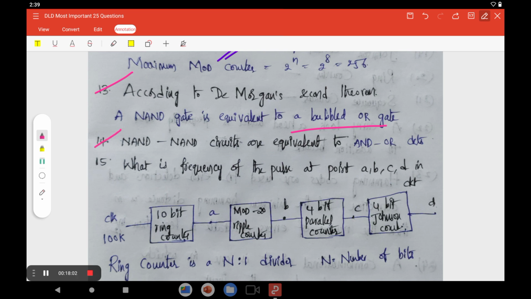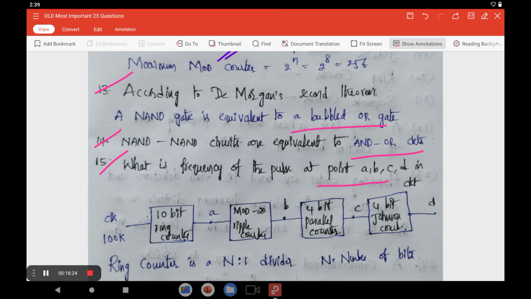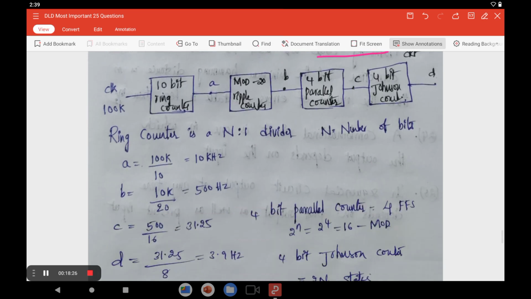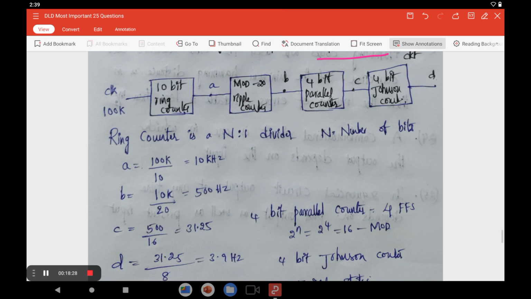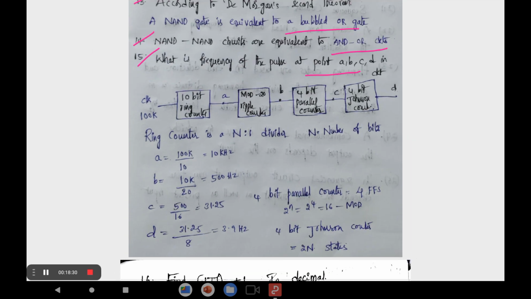Question number 14: NAND circuits are also equivalent to the AND OR circuits. Next question: what is the frequency of a pulse at points A, B, C and D in the circuit? They mentioned one circuit, and in that there is one diagram.